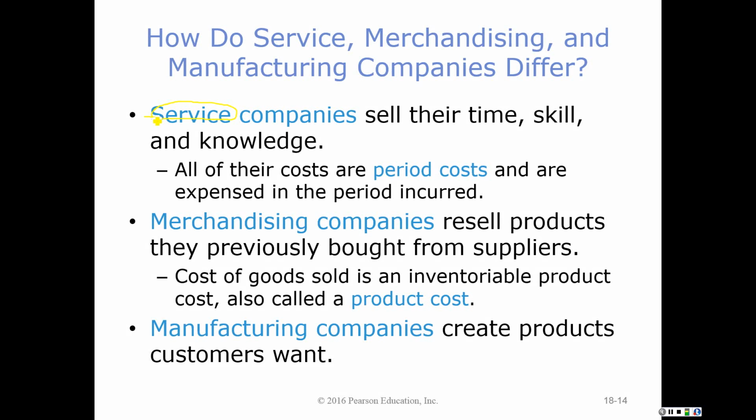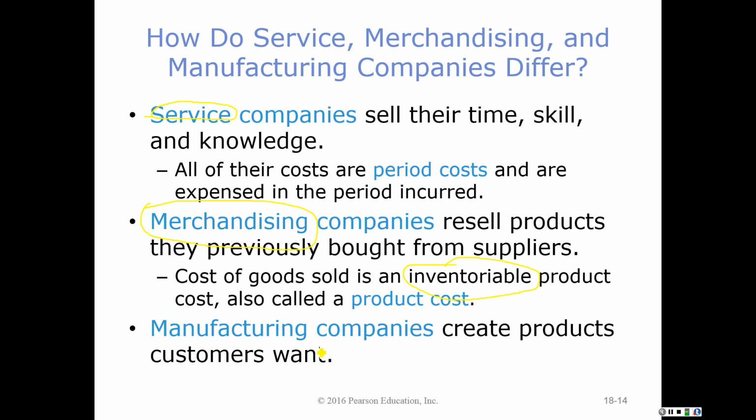In merchandising companies, on the other hand, let's take a look at these. Merchandising is a fancy word for a retail company. We buy and resell products that were bought from a supplier somewhere else. Now, as you've learned by generally accepted accounting principles, when we purchase inventory that has not been sold yet, it is what your text considers an inventoriable product cost. It must stay on the balance sheet as inventory until we sell it. And while it is on the balance sheet, it is also called a product cost.